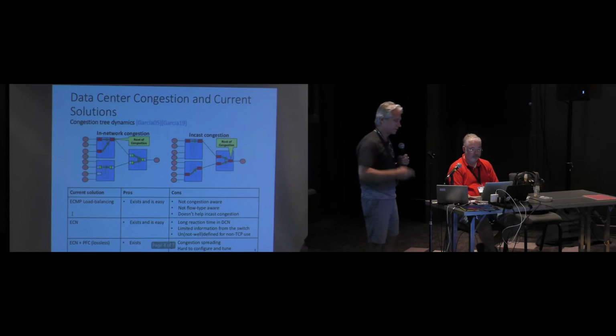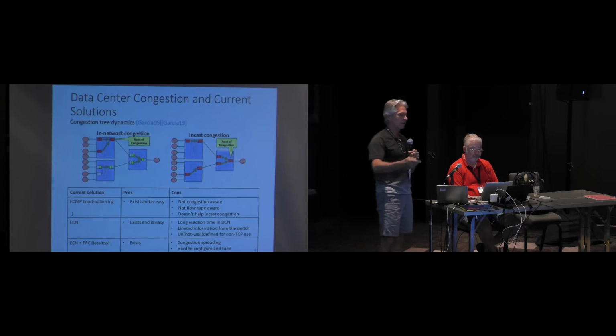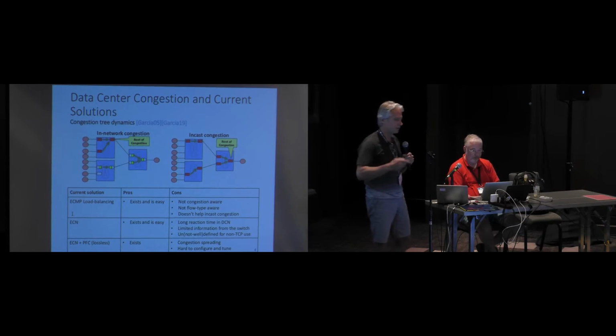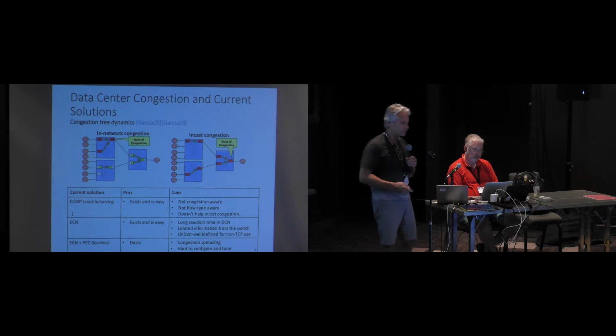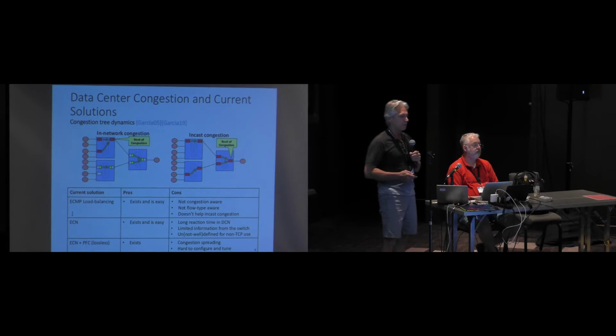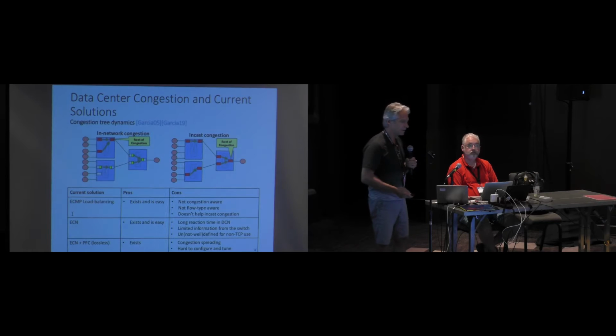We know data center congestion is different. The authors of these papers have done a lot of work on congestion trees, so there's kind of two types, in-network and in-cast, and it's constantly moving around. We've got solutions today, such as ECMP, ECN, even in a lossless environment, ECN with priority flow control. All of these have various pros and cons, but they're not completely addressing the needs that we see.